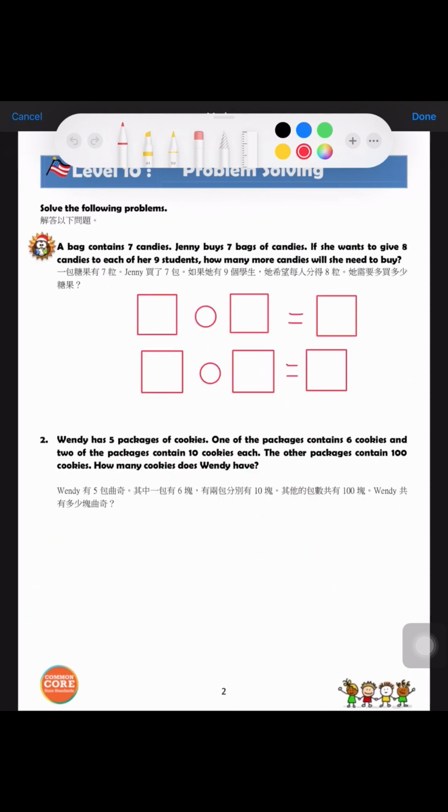Let's move on to the OWL question on page 2. A bag contains 7 candies. Jenny buys 7 bags of candies. If she wants to give 8 candies to each of her 9 students, how many more candies will she need to buy?